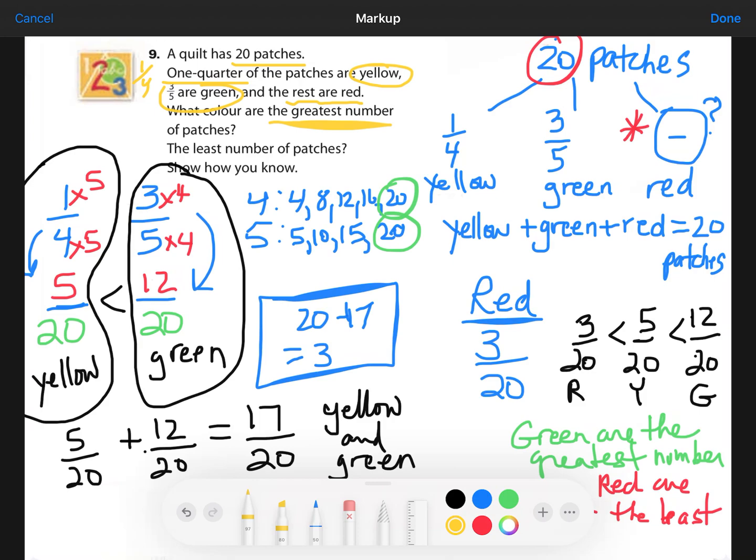And the last part says show how you know. Well, we've already done that. If you truly write down all your thinking as you go, you are showing how you know. So I don't need to add anything separate. I am finished. The only thing I would say is I might like to put a box around my final answer, just so that the teacher can see it.